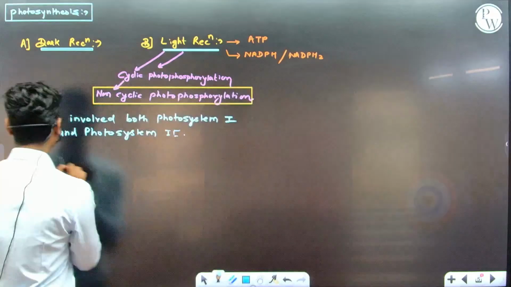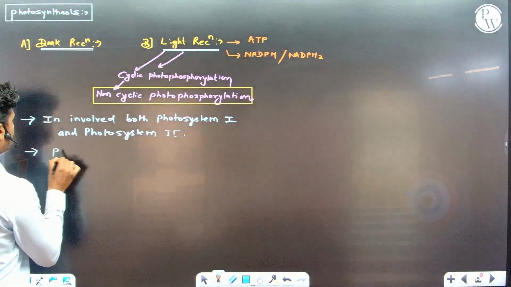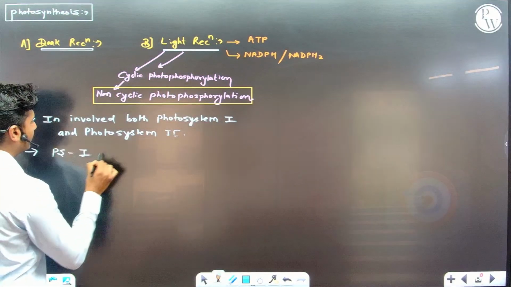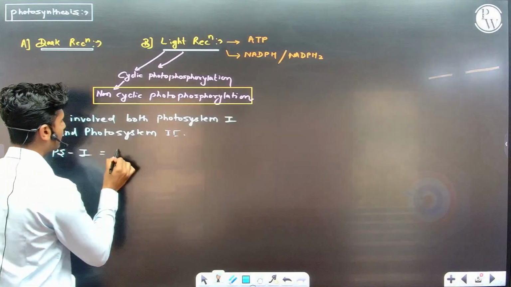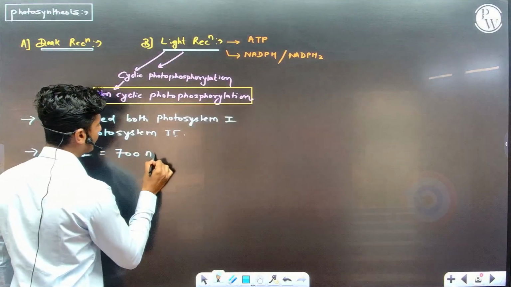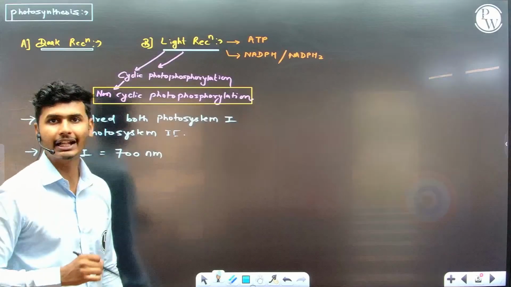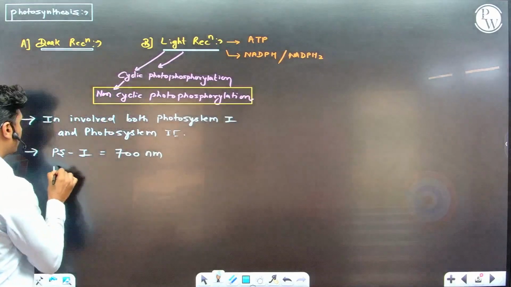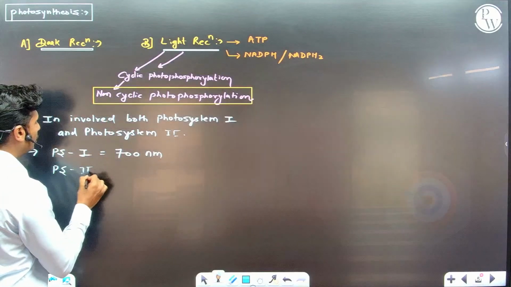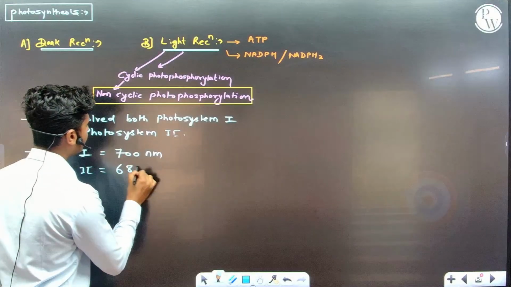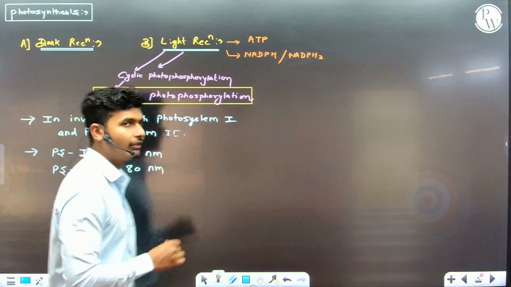So if I am talking about the second point, PS1, it means it works on 700 nanometer wavelength sunlight. Now if I am talking about PS2, then it works on 680 nanometer wavelength sunlight.